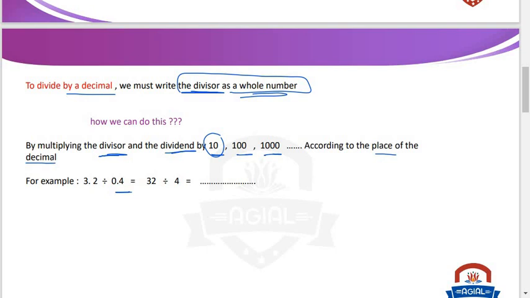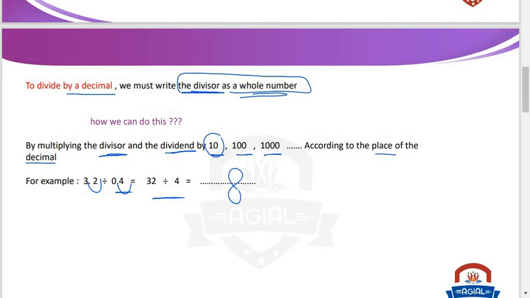If we multiply 0.4 by 10, the decimal point moves to the right 1 digit, and here the decimal point moves to the right 1 digit. So it becomes 32 divided by 4 without a decimal point. 32 divided by 4 equals what? 4 multiplied by what equals 32? Excellent. Equals 8. Is this easy? So when we divide by a decimal number, we must write the divisor as a whole number. This is very, very important.